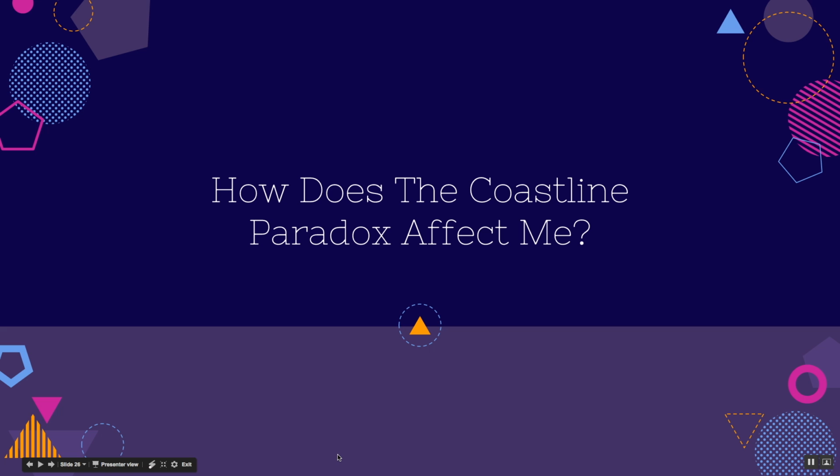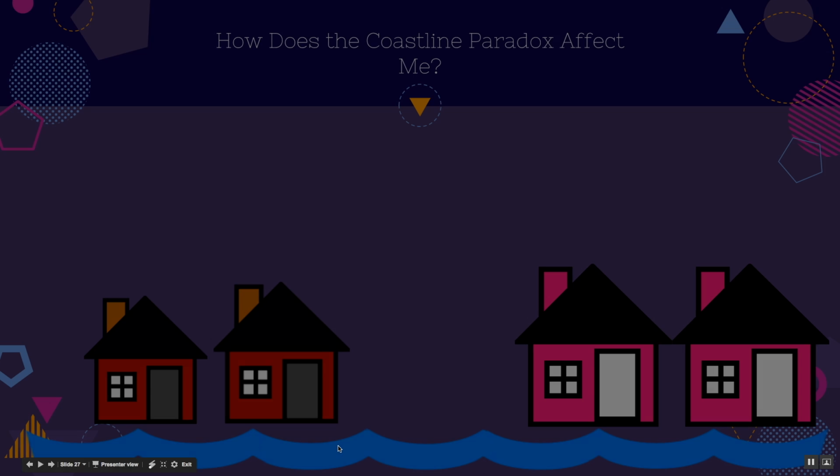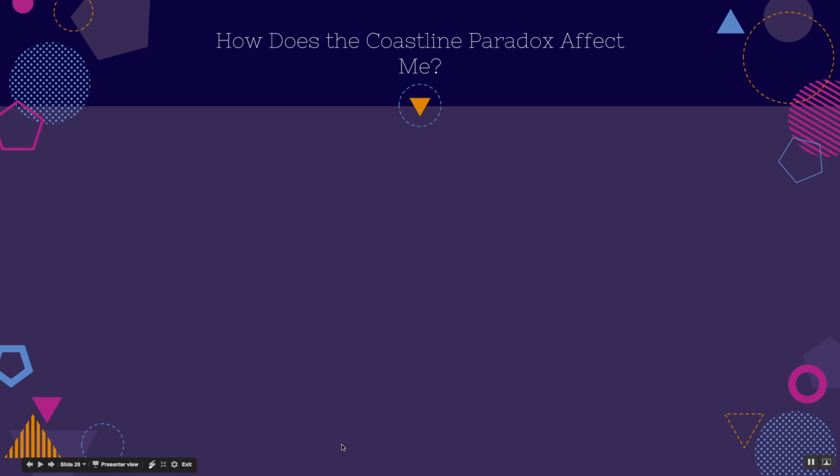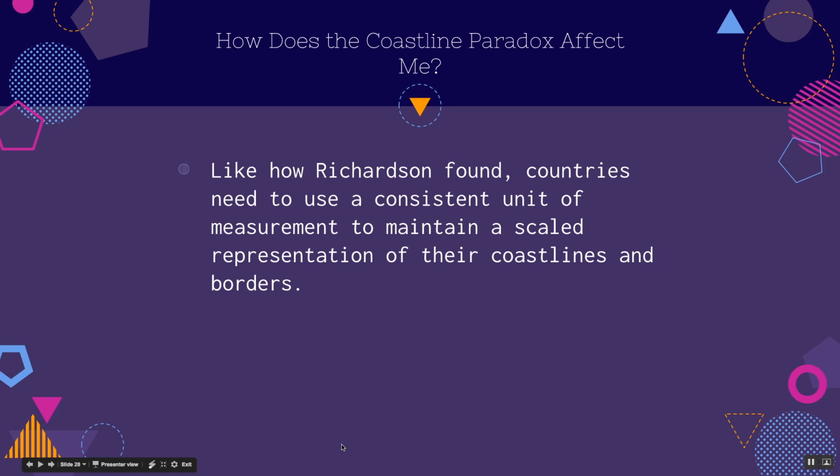How does the coastline paradox affect me? Waterfront home builders have needed to use a consistent unit of measurement to block off sections of land for construction. If they do not, then properties might overlap, causing construction problems. And, like how Richardson found, countries need to use a consistent unit of measurement to maintain a scaled representation of the coastlines and borders.